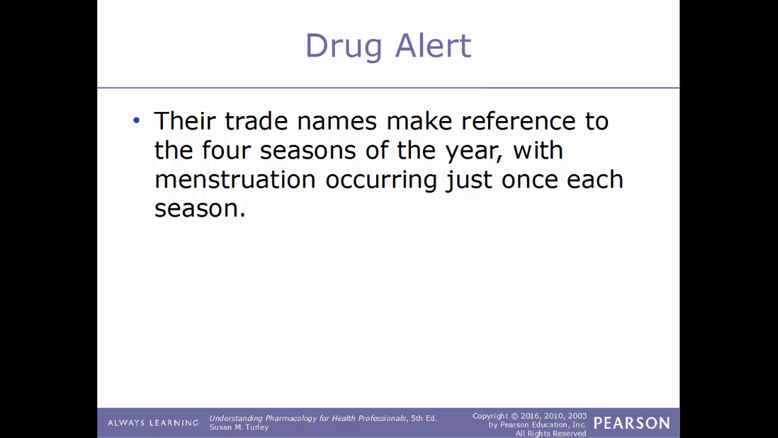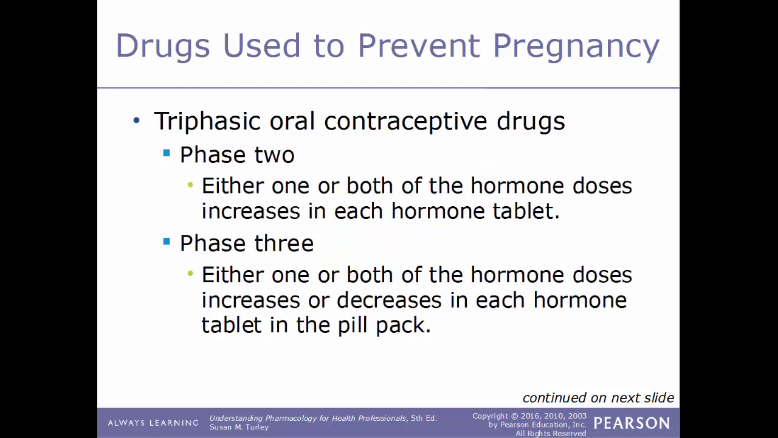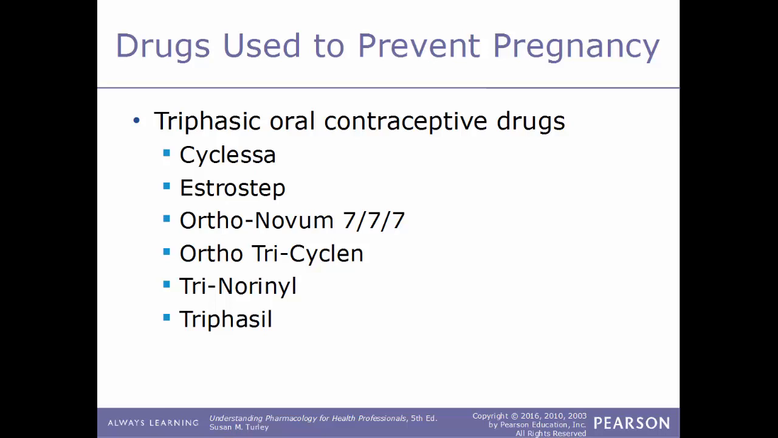Another category of contraceptive drugs are the triphasic drugs. There are 3 phases of hormone tablets in each pill pack. Now, phase 1 will have a fixed dose of both the progestin and the estrogen. Phase 2, either one or perhaps both of the hormone doses will increase in each tablet. Phase 3, either one or both of the hormone doses increases or decreases in each hormone tablet in the pill pack. Some examples of a triphasic contraceptive: Cyclessa, Estrostep, Ortho-Novum 777, Ortho-Tri-Cyclen, Tri-Norinyl, and Trivora.